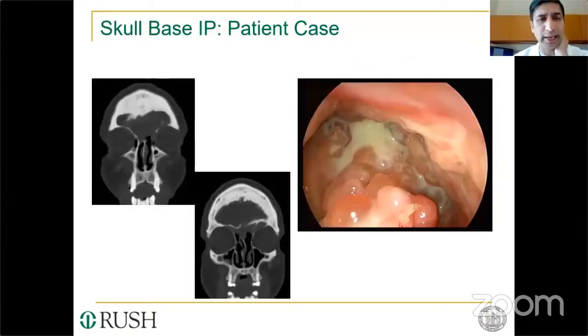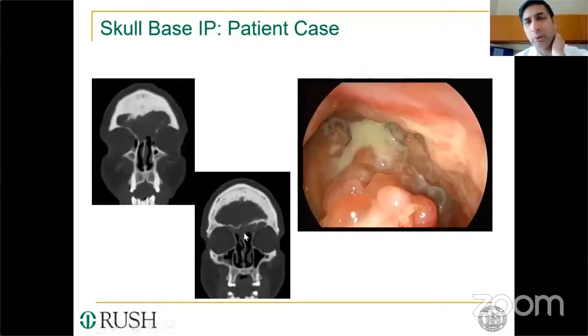This is a patient that had had 12 or 13 previous surgeries. This is a case I managed, I believe, about a decade ago now. You can see massive frontal IP, really no bony anatomy here. You can see the erosion over the orbital roof. There's some sort of a supraorbital cell that's still present here, and you can see erosion of the crista galli here as well.